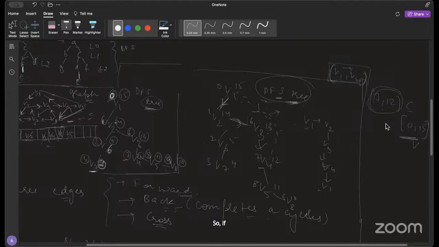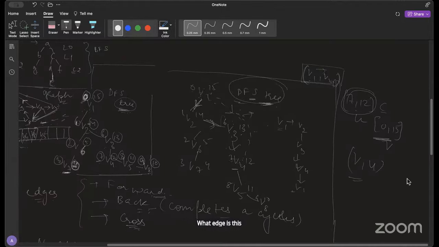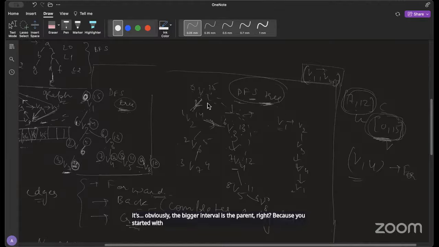Okay. So if this is V, this is U, and you have this VU. Now what edge is this? It's a forward tree edge. Yeah, it is a forward tree edge. V, you have 0,15. So from 0,15 to this, you have a forward edge. This is the forward edge. And the other one, because this is the bigger one, is the parent. Obviously the bigger interval is the parent, right? Because you started with that vertex first. Okay, the parent edge would be written after it.